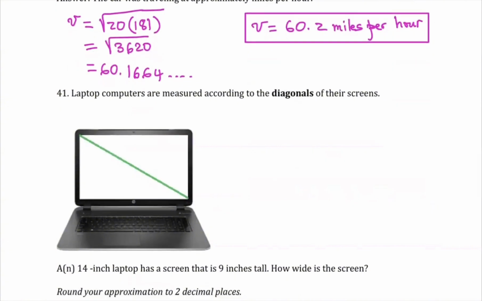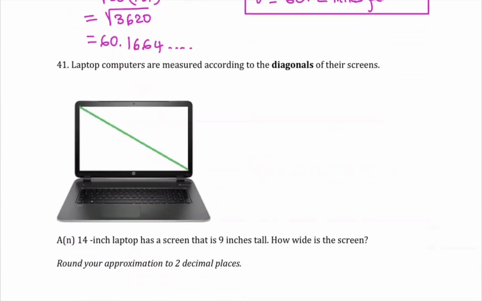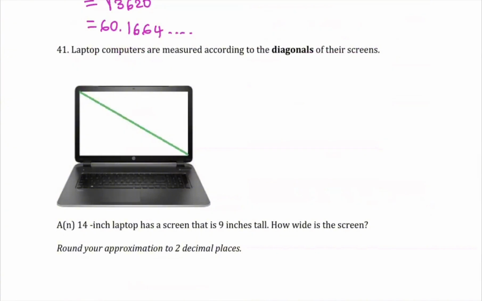Here's another example. Laptop computers are measured according to the diagonals of their screens. So if they say an 18 inch laptop screen, that means the diagonal of this laptop is that number. In this case, 14 inches. So 14 inches is the diagonal.